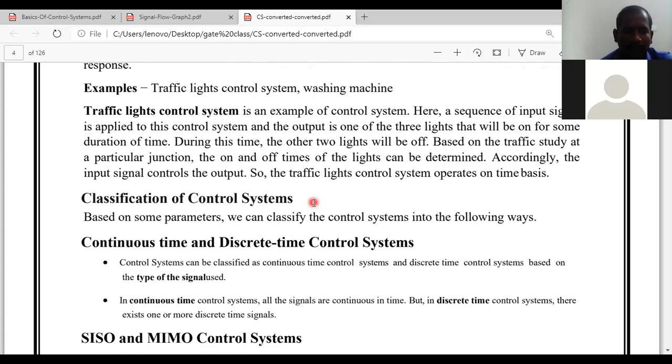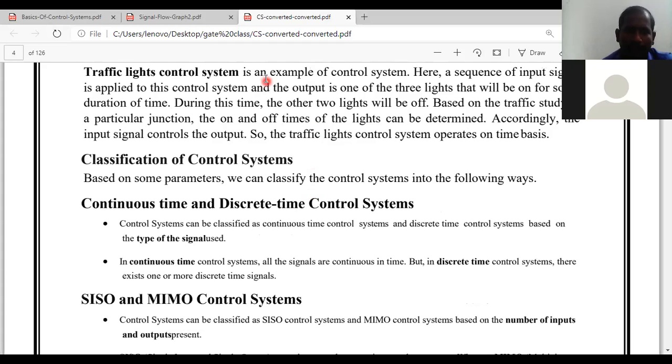Then classification of control systems is another very important topic. How are we classifying the control system? The control system is classified based on the input. If the input is in analog form and the output is in analog form, then it's called an analog control system. If the input is digital in nature, then it's called a digital control system.